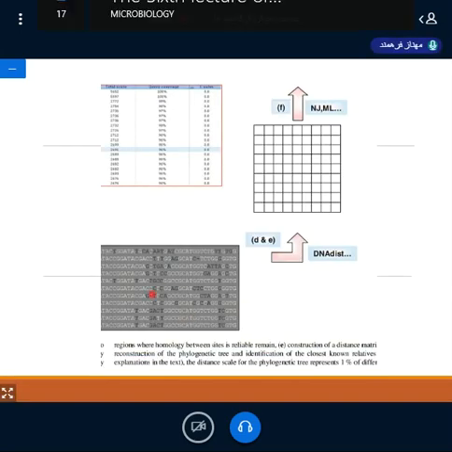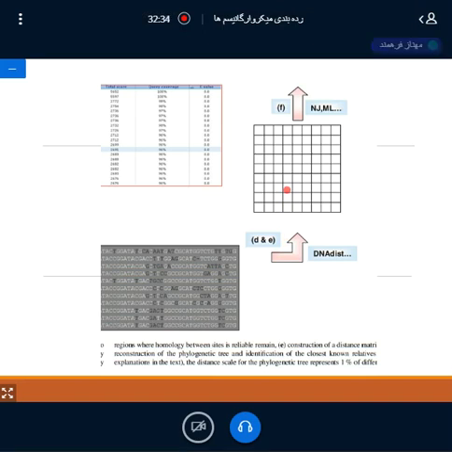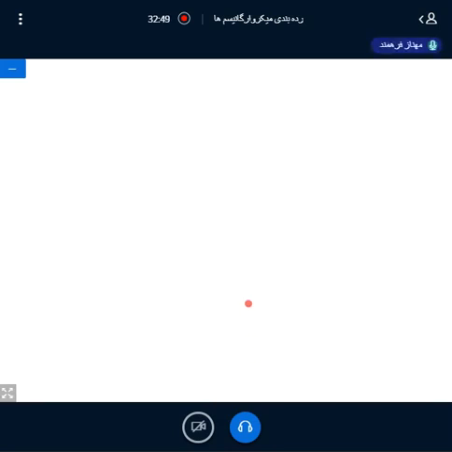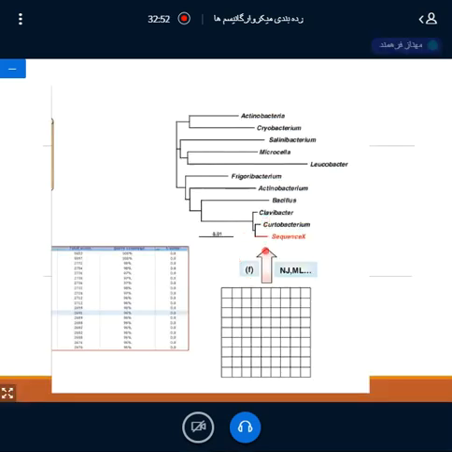From here, this is the region where homology between sites is reliable, and you can see the DNA list here, construction of a distance, magnification of the closest known relative. Okay, so we can use these programs for drawing the dendrogram. You can see here the dendrogram or phylogenetic tree.